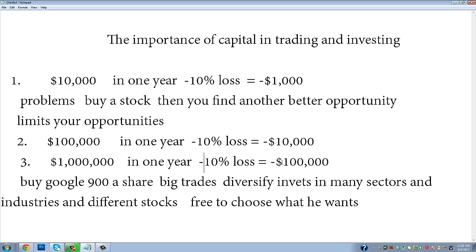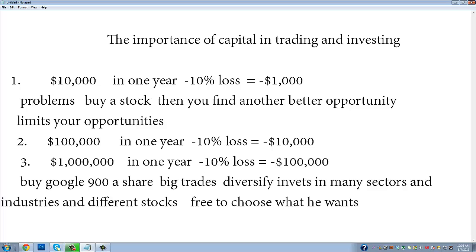Although you see here that this guy has lost $100,000 and you think that it is too much, it is too much for you who have only $10,000 or 100,000. But he has $1 million. Suppose a mutual fund has 10 or 20 or 100 or $200 billion. It could be a good year or a bad year. So the importance of capital in trading and investing is very, very crucial for your success.